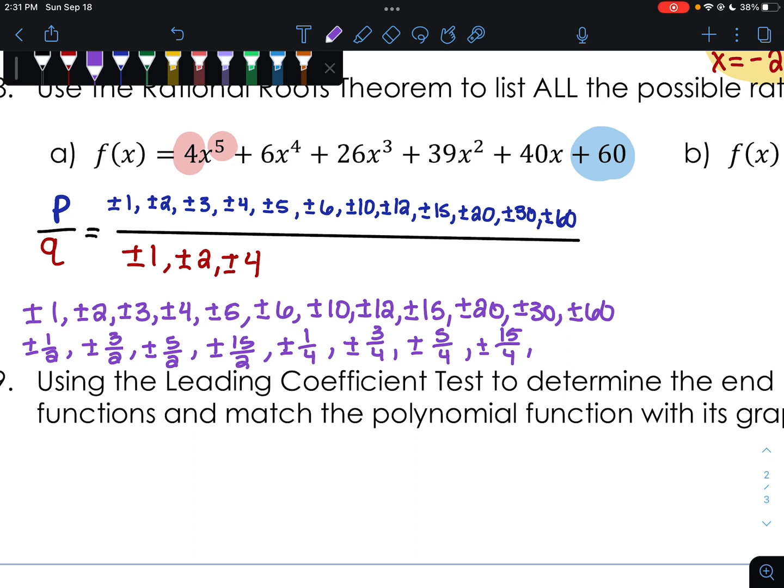20 divided by 4, which is 5. We already have 5. 30 divided by 4 simplifies to 15 over 2, and we have that. 60 divided by 4 simplifies to 15, and we have that.